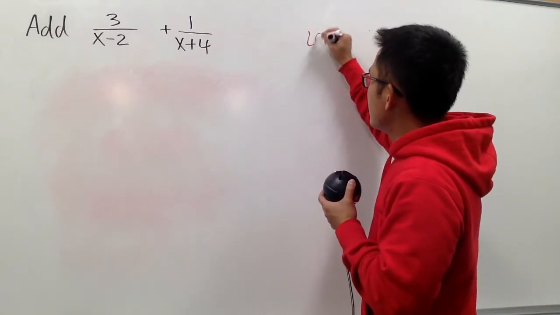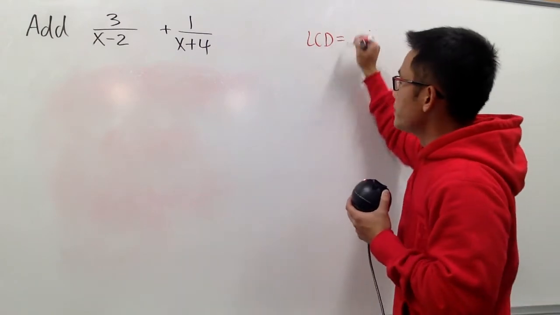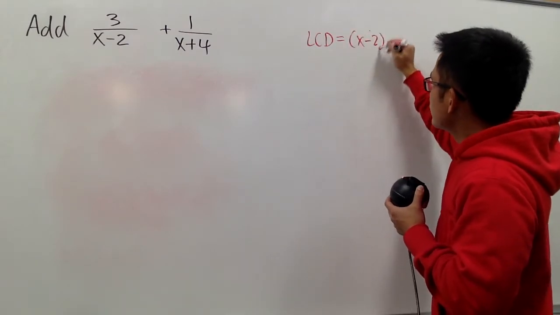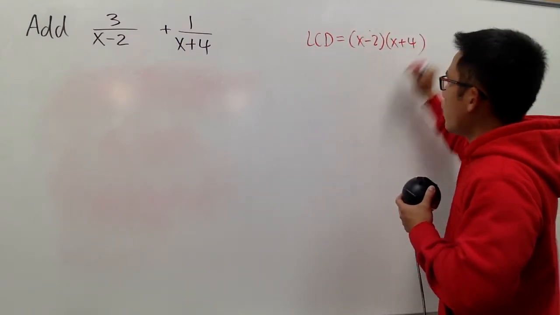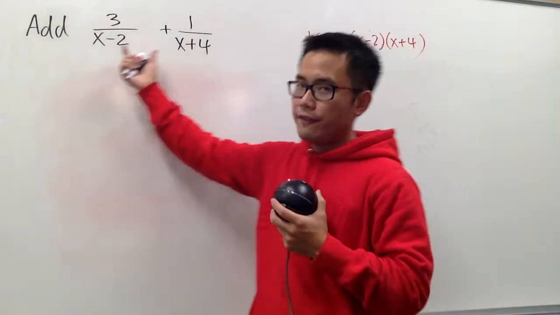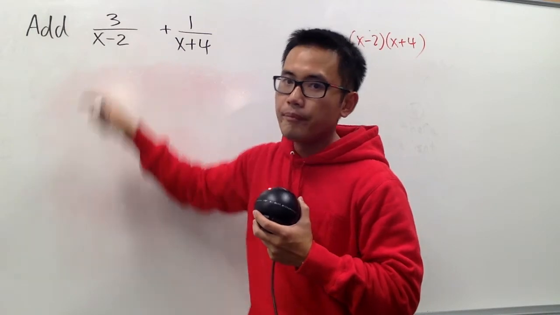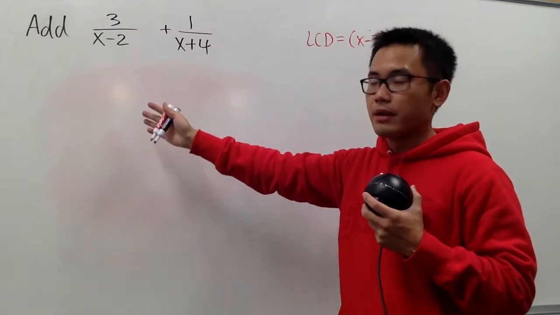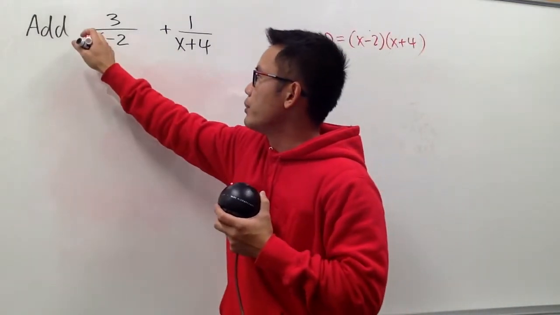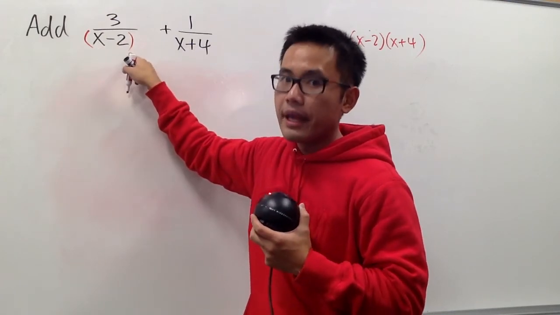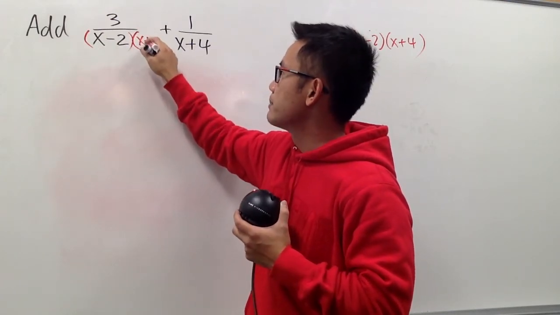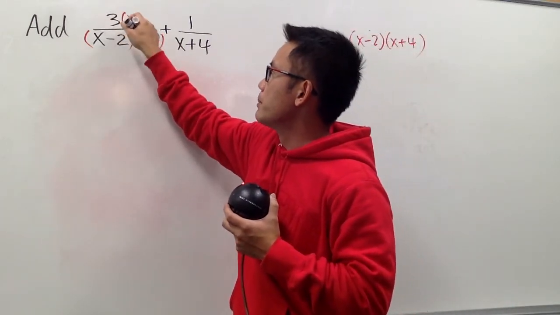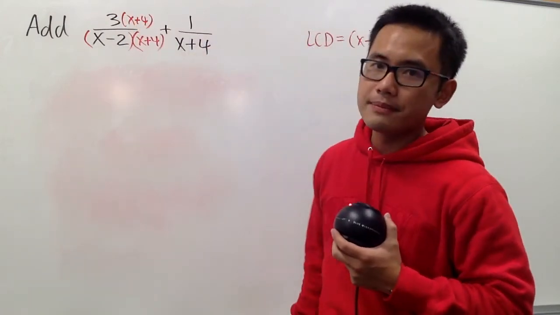So, for the lowest common denominator, this is just going to be the product of these two denominators, right? So we multiply by x minus 2 times x plus 4. And as we can see now, for the first one, it has x minus 2 already. I need to just multiply by x plus 4 so that I can produce a lowest common denominator for the first one, right? So first, I will put a parenthesis around the original denominator, and then I will multiply this by x plus 4. And don't forget, we have to do the same thing on the top as well. So multiply this by x plus 4, all right?